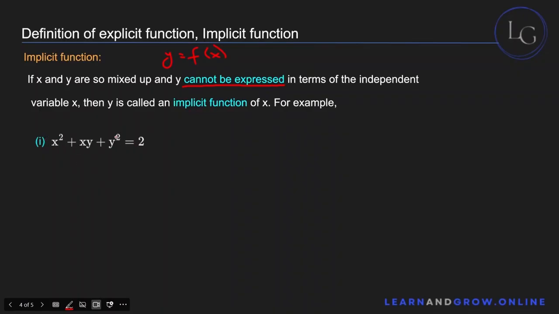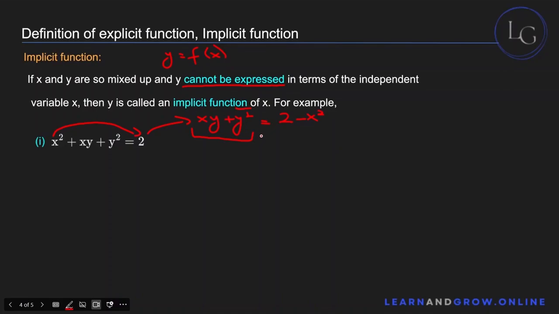Are you able to separate y from this? Because look at this. At the max, what can you do? You'll first of all take this x square to the right hand side, okay? So that becomes xy plus y square is equal to 2 minus x square. Fine, but what will you do now? If you take y common on this left hand side, you'll still be left with an extra y term here in the y square term, right?